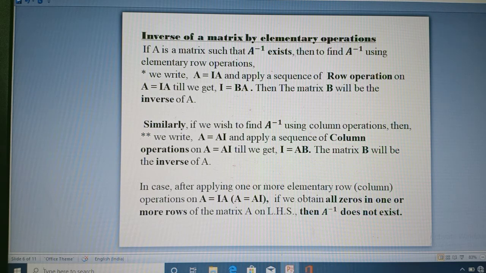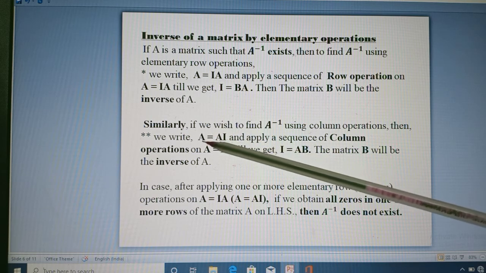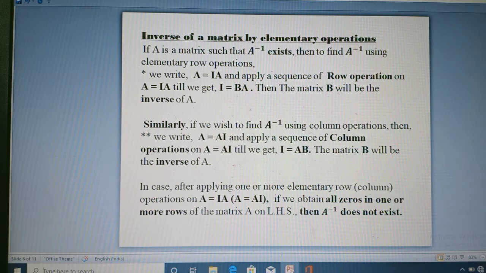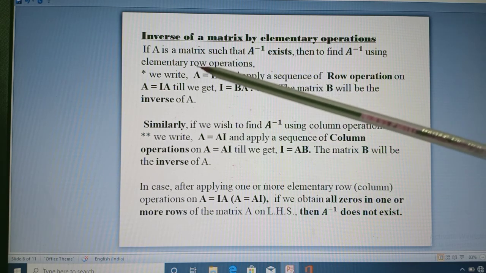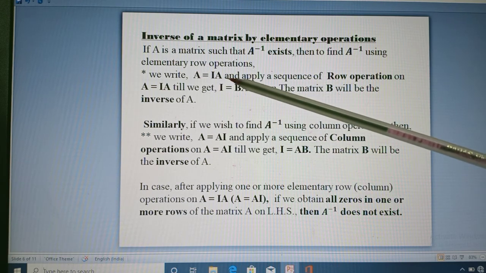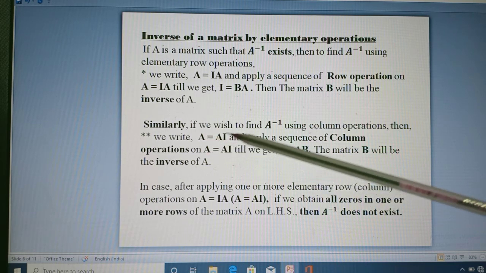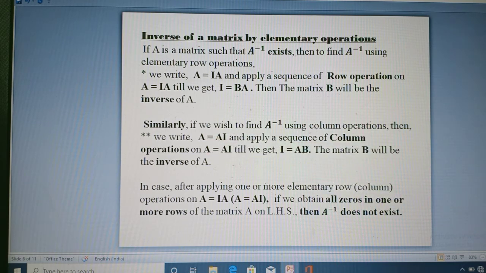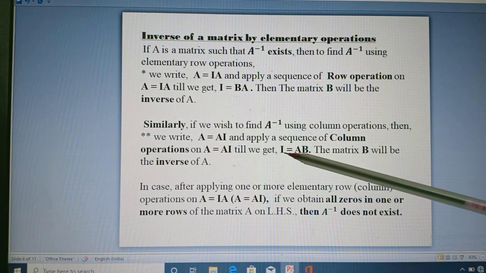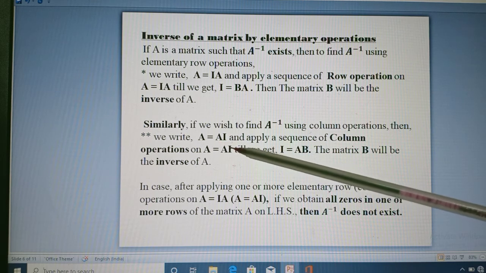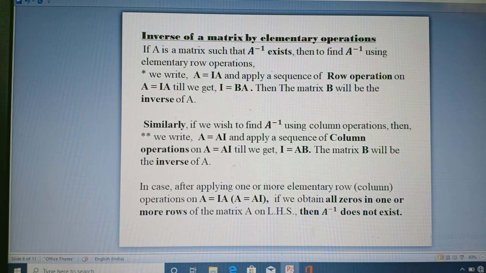Similarly, we can do the column operations. For this we have to write A equal to AI. So remember students, for column operations we have to write A equal to AI, and for row operations we have to write A equal to IA. When you write A equal to AI, we do the column operations and make this A into an identity matrix, and this I will change to some other matrix B. Then we conclude that B is the inverse of A.